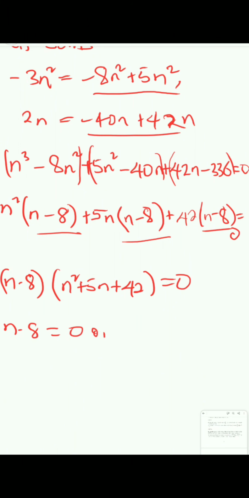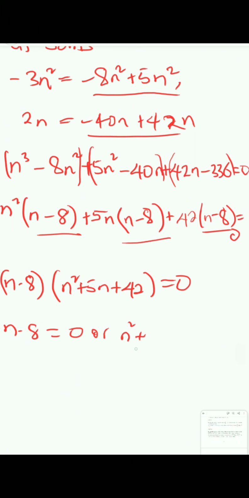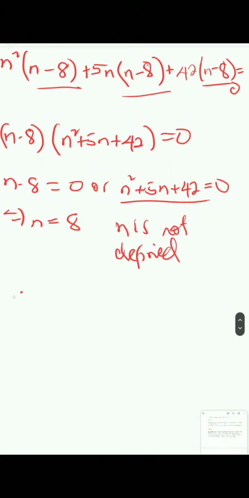So this means that n minus 8 is equal to 0, or the other part, n squared plus 5n plus 42, is equal to 0. When the 8 is taken to the other side, we get n equal to 8. For this quadratic, n is not defined in the set of real numbers. So in this case, we just go for the answer that is defined, which is 8.